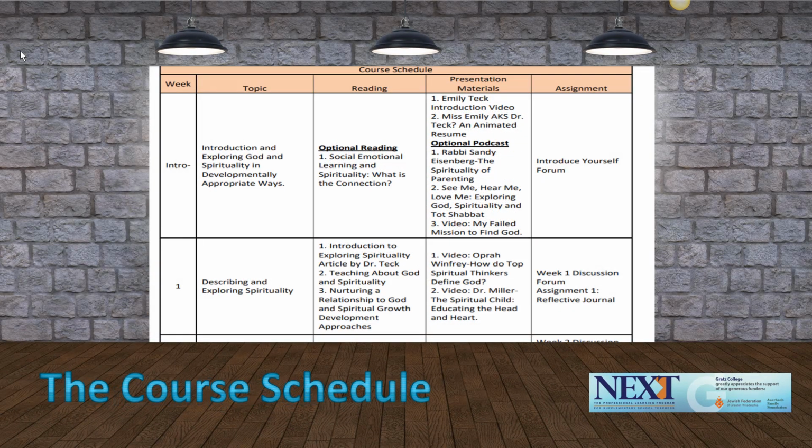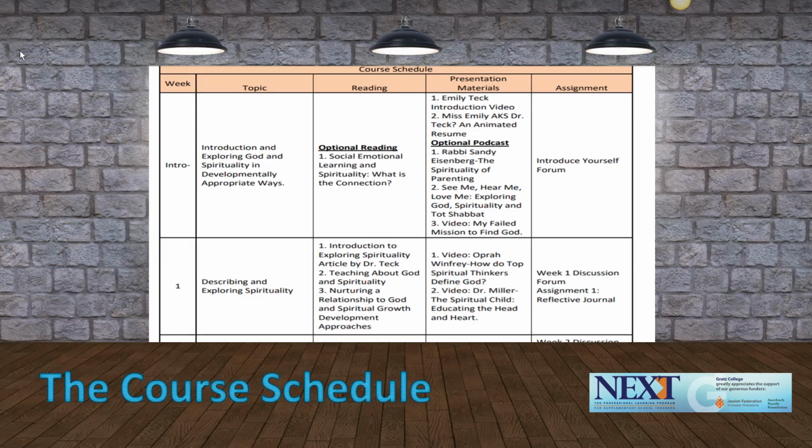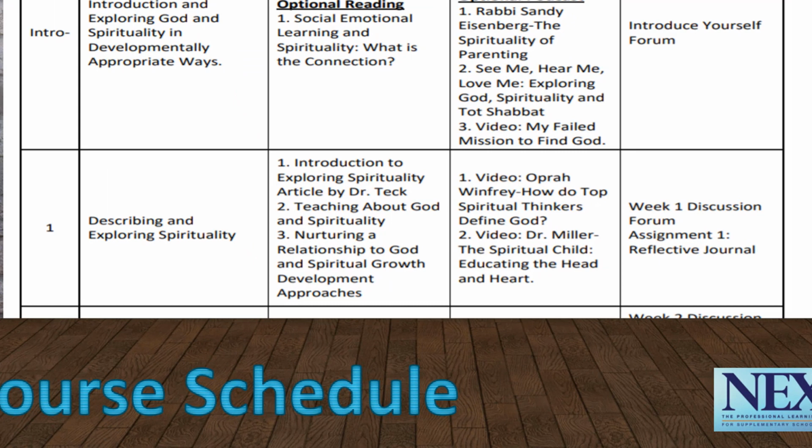Okay, the next section in the course syllabus is the course schedule, and basically it has your weekly tasks that you're going to complete. This will also show up each week in your course shell. For example, in week 1, the topic is describing and exploring spirituality. This instructor has 3 readings that they would like the student to complete, as well as 2 videos, and then finally your assignments, which in this case the instructor would like the students to participate in week 1 discussion forum, and also in assignment 1 create a reflective journal entry.